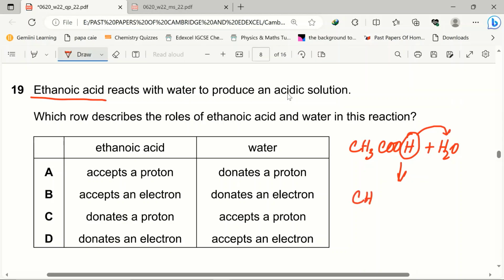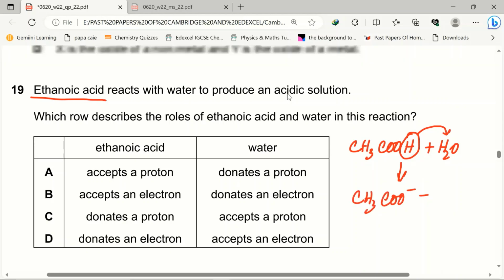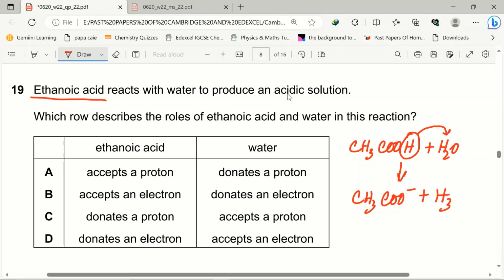So what will form? CH3COO minus and the hydroxonium ion, H3O plus, so water is a proton acceptor. Ethanoic acid donates a proton, and water accepts a proton. That is the only correct statement. Which row describes the roles of ethanoic acid and water in this reaction? So C is the only correct answer. Basically water is acting as a base and ethanoic acid is the weak acid.